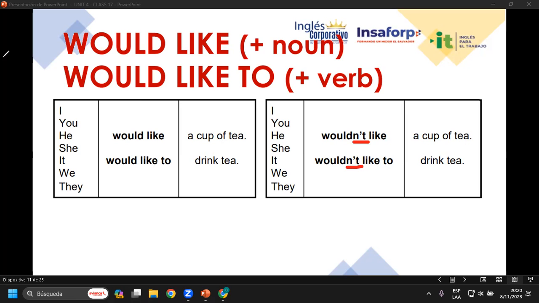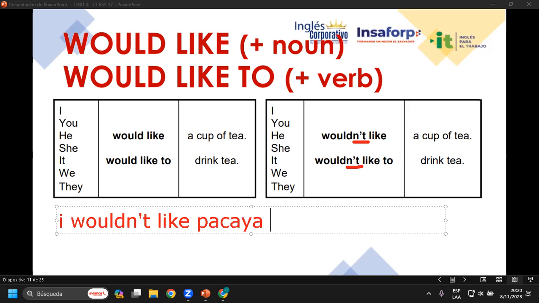A ver, vamos a practicar las negativas. Díganme algo que no les gustaría comer mañana. Relleno de pacayas. Ok, I wouldn't like pacaya filled. Ok, eso es como decir pacaya rellena. Look, este es un noun. Por eso necesito la preposition to, ¿sí o no? No, teacher. No, exactly. A ver, ¿qué más?